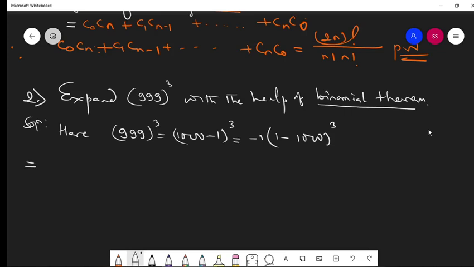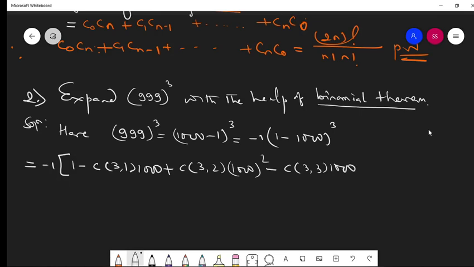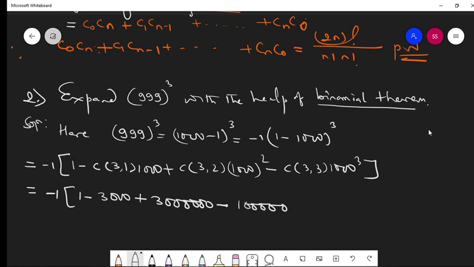So using the binomial theorem, -1 times (1 - x)^n: 1 - C(3,1)·1000 + C(3,2)·1000² - C(3,3)·1000³. So there are four terms, and minus 1 times (1 - 3000 + 3000000 - 1000000000), counting the zeros in each.